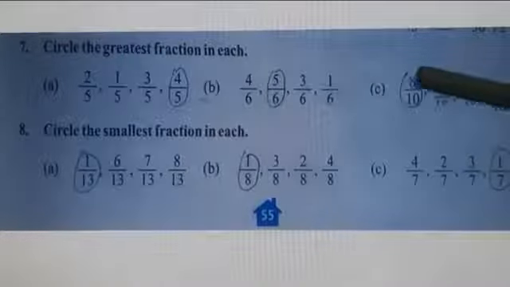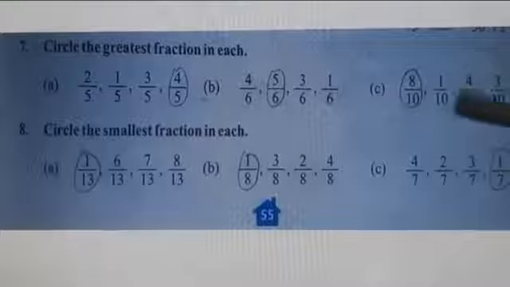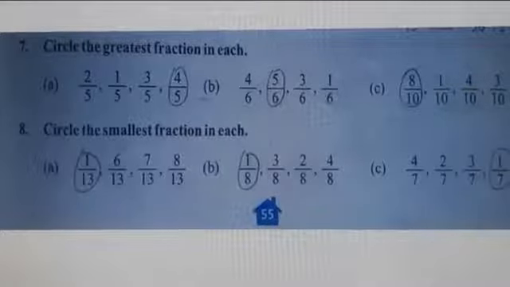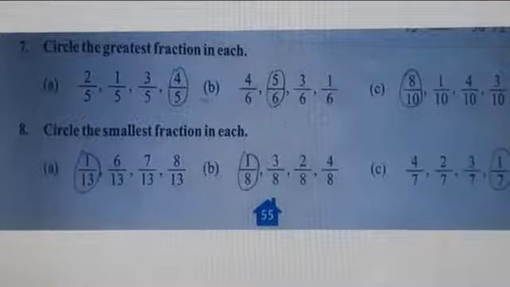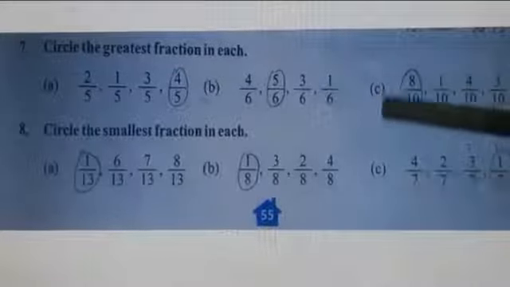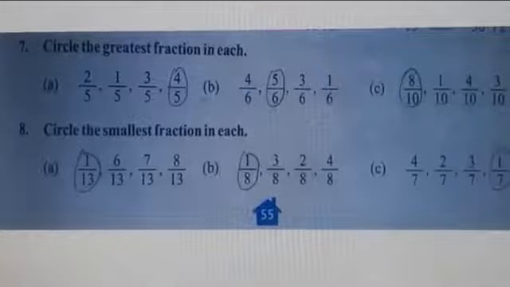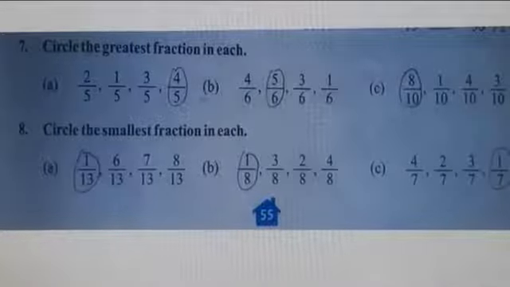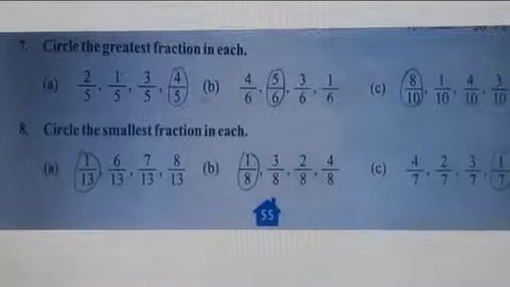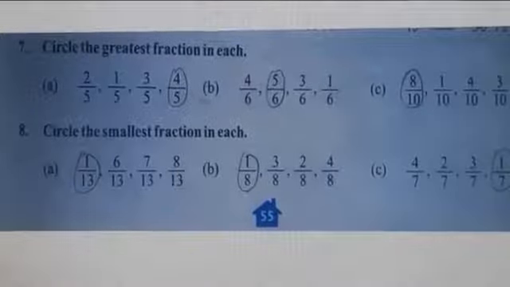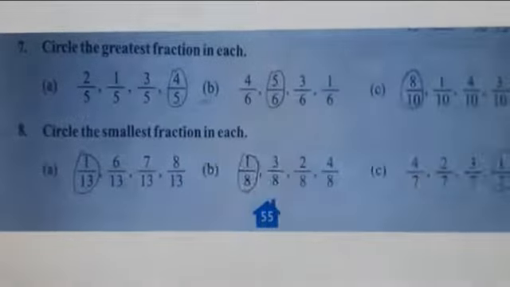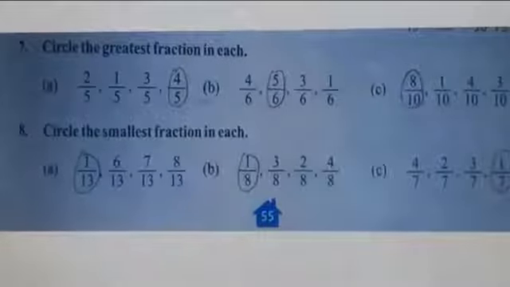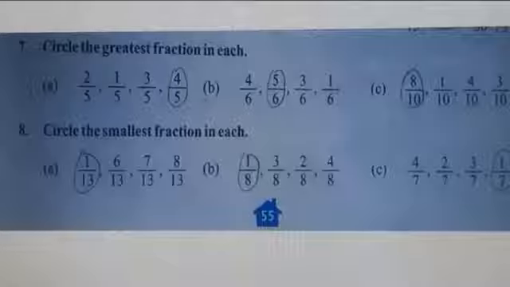C part, 8 upon 10, 1 upon 10, 4 upon 10, 3 upon 10. Denominators are same, like fractions are there. So we will check the numerators. 8 is there. So 8 upon 10 is the greatest fraction. Now our question number 8. Circle the smallest fraction in each. Now we have to circle the smallest fraction.